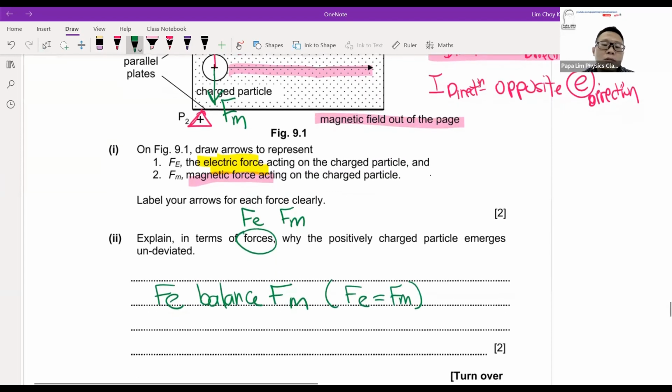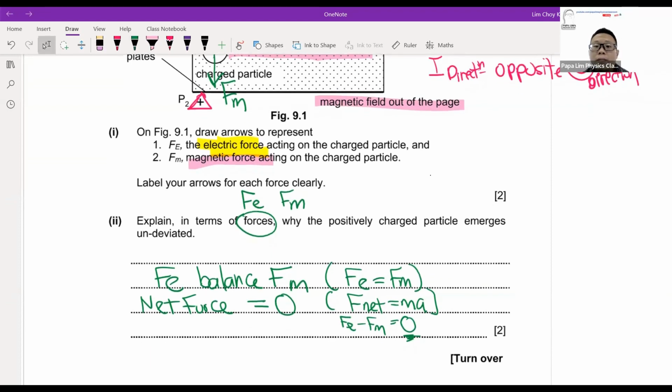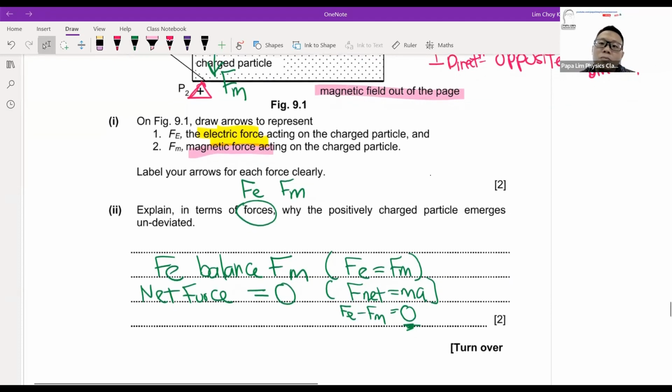When you have this condition, if you look at Newton's law, you will find that the net force applying on the positive charge will be 0. Why? Because F net equals ma. In this case, your F net will be Fe minus Fm. Since they are the same number, it will be 0 on the right side. Net force 0 still does not answer the question completely, because it doesn't account for why the charged particle emerges undeviated. So you need one more line, one more keyword.